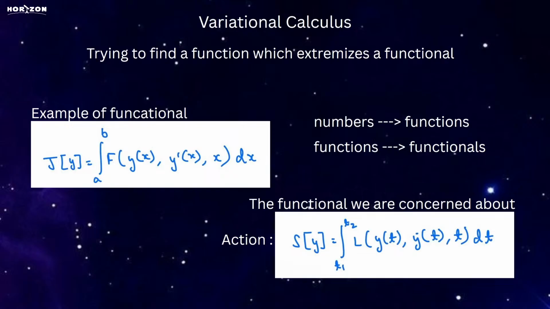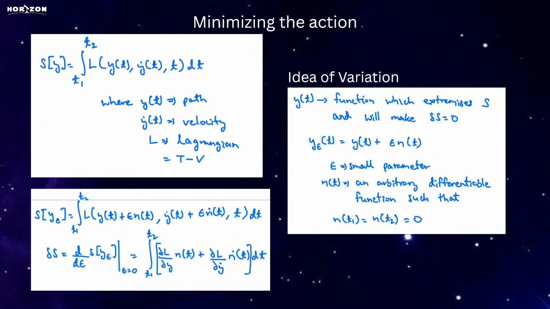Well, variational calculus is a pretty simple field of math where instead of finding numbers to maximize or minimize a function, we find a function to maximize or minimize a function. And you can see an example of a functional here. It is basically a function of functions. And the functional we are concerned about in this case is action, which is the integral of L dt. And L depends on y(t), which is a path, y dot (t), which is a velocity, and t, which is our time. Now, how do we actually extremize it?